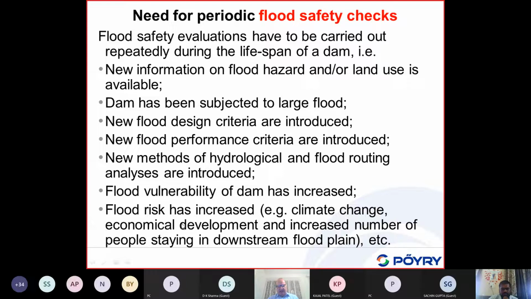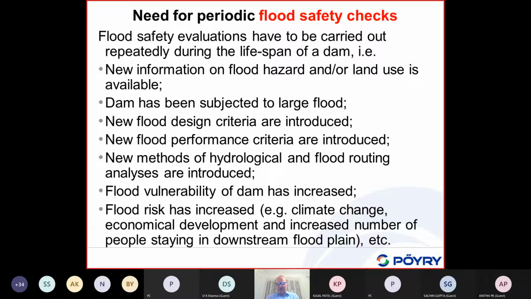We may have higher floods, so the flood risk may have increased or may be increasing as a function of time. And I would say even more important, in some parts of the world, is the economic development and increased number of people staying in a downstream flood plain. So there are a number of events which require a periodic review of the flood safety. We cannot say that a dam which is built today, according to today's design and safety criteria, will just remain safe for the next 100 or 200 years.